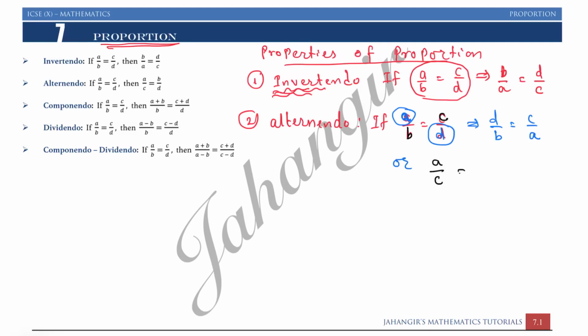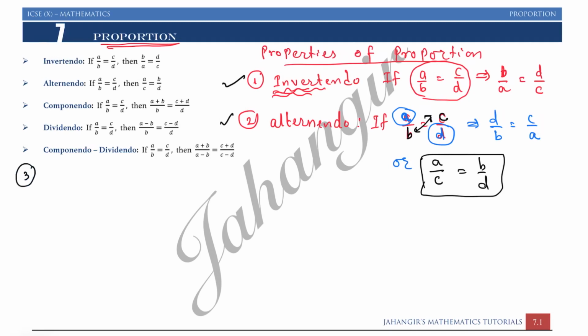A by C is equal to B by D. Most commonly we use this part. We just change this position. We can change only one diagonally position. First is invertendo. In invertendo we are inverting. In alternando we are changing the position diagonally.